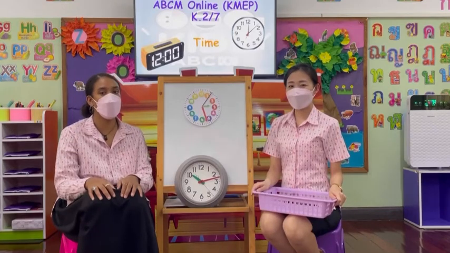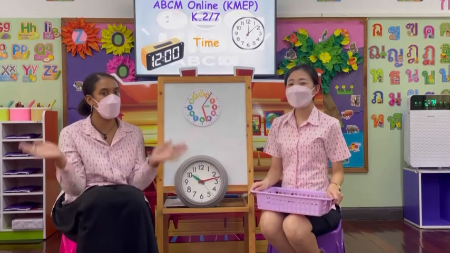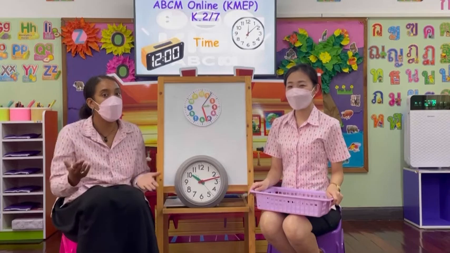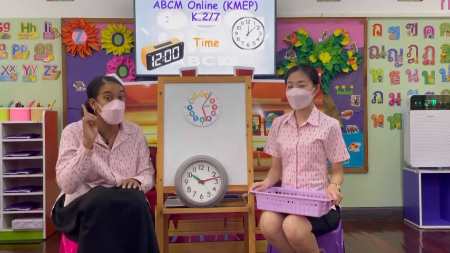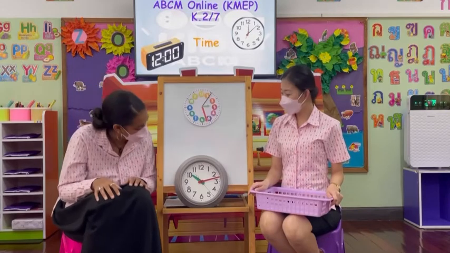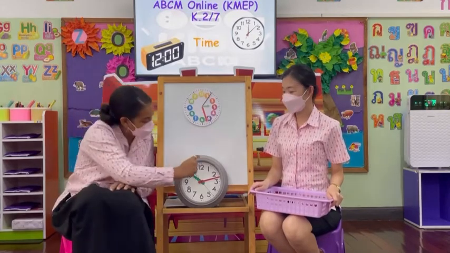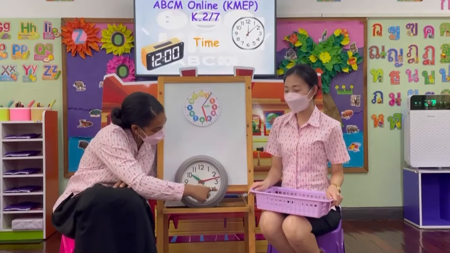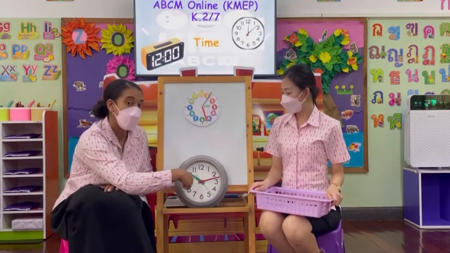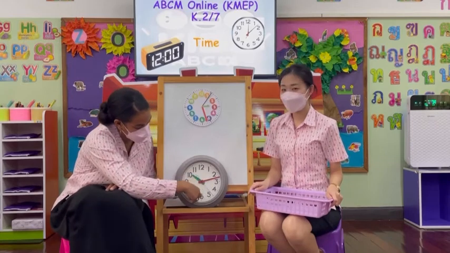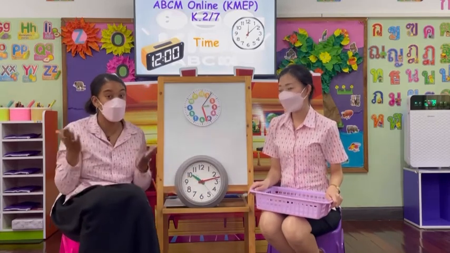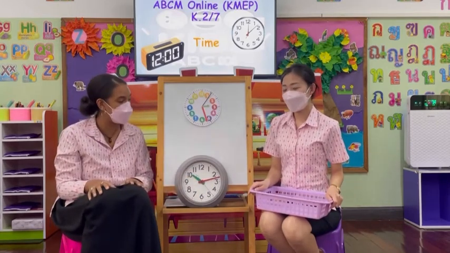Now we're gonna look at how the hands on our clock move and how that affects what time we can see on the clock. One thing that we need to remember is that our hands always move in a clockwise direction. Now we're gonna see what happens when we move our hands.